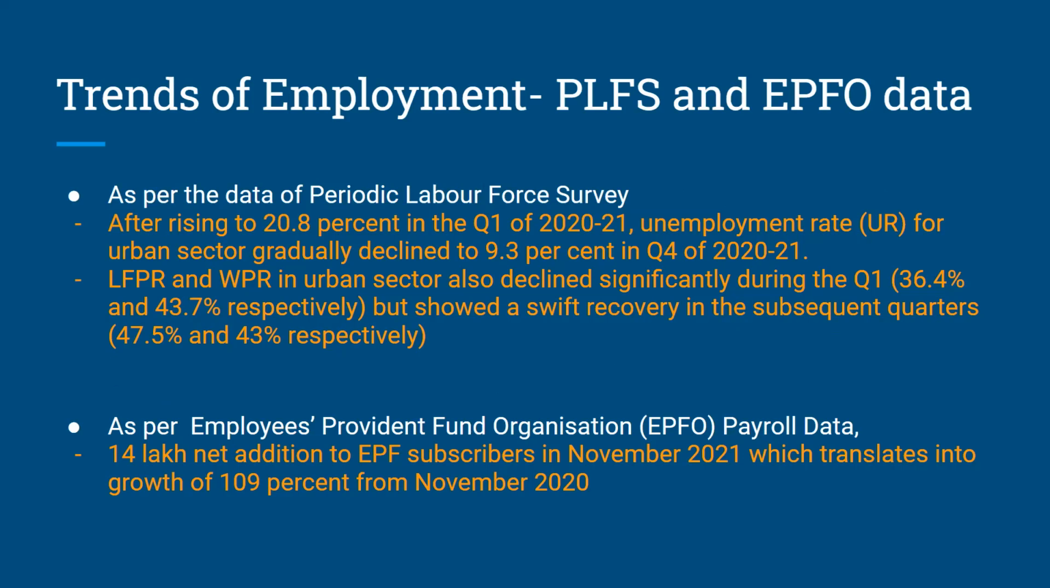So, in the Periodic Labour Force Survey data, the unemployment rate was higher in Q1 of 2020-21, but it gradually declined by Q4. In the final quarter, you can see a decline in the unemployment rate. And again, the labour force participation rate and worker population ratio in the urban sector also significantly declined. But again, this data has shown recovery in the subsequent quarters. So in Q1, unemployment was quite high, but when it comes to Q4, the situation has grossly improved.